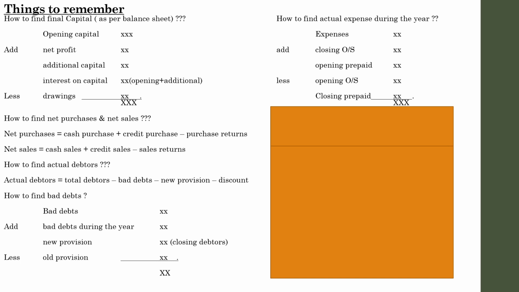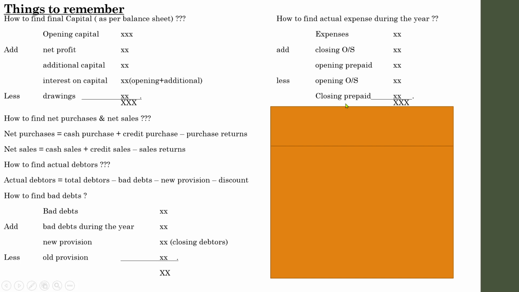So any opening prepaid expense should be added to the expenses given in the question, because opening prepaid means the payment was made in the previous year, so it became the opening balance of the current year, and the payment is made for the current year, though it was made in the previous year, so it should be added.